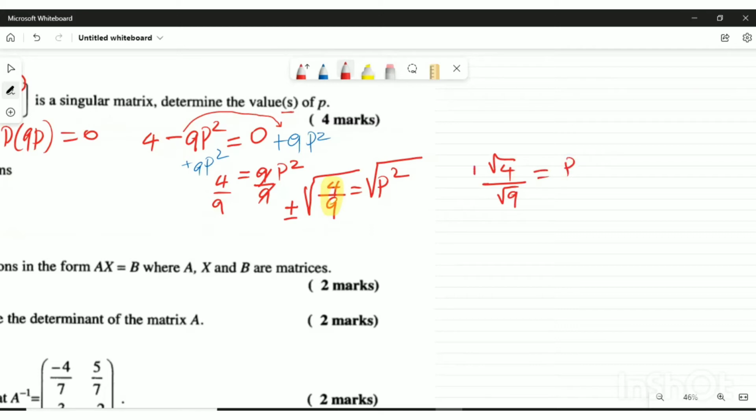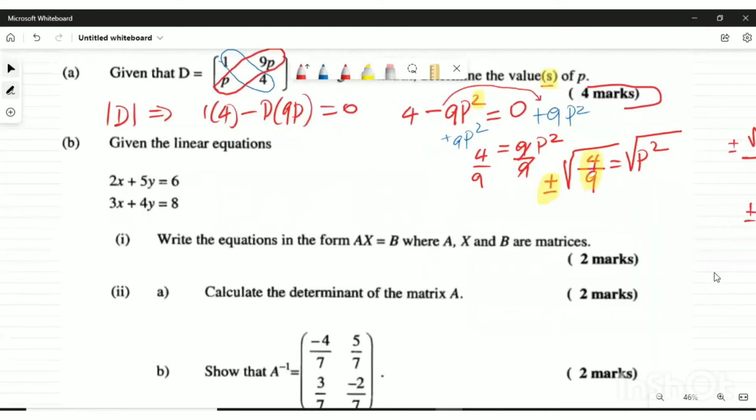All right? Remember, it's always a plus or a minus. So what are we getting here? We're getting here a plus or minus 2/3 is equal to P, which means that in reality, there is a positive 2/3 that is equal to P, and there's a negative 2/3 that is equal to P. That's it. All right. Now let's look at this other question.